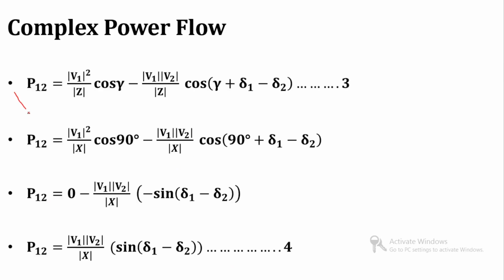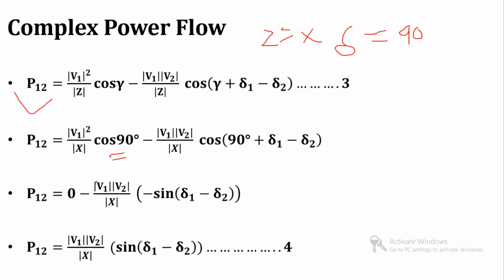So we know that P12 is equal to mod V1 square by mod Z cos gamma minus mod V1 mod V2 by mod Z cos gamma plus delta 1 minus delta 2. Here we put Z equal to X and gamma equal to 90 in our equation number 3. So P12 is equal to mod V1 square divided by mod X cos 90 minus mod V1 mod V2 by mod X cos 90 plus delta 1 minus delta 2.